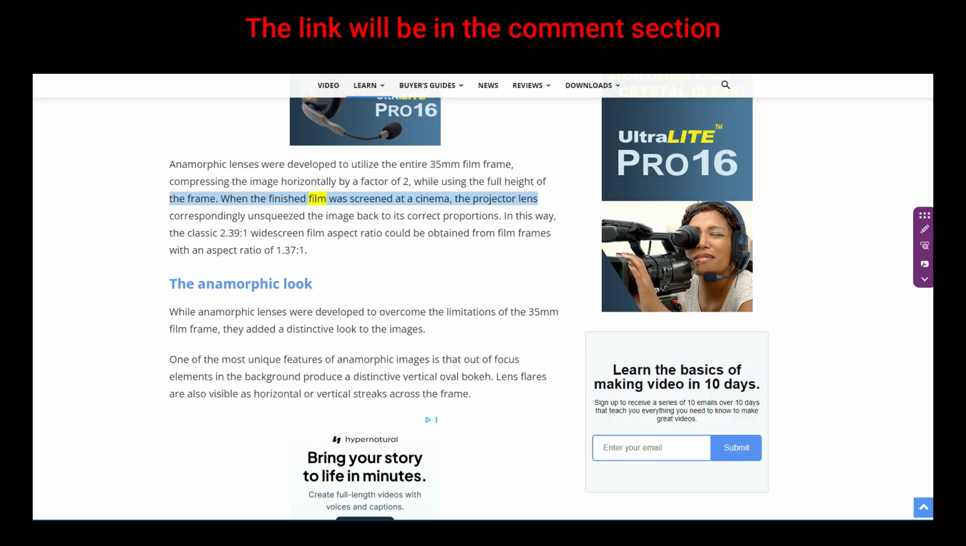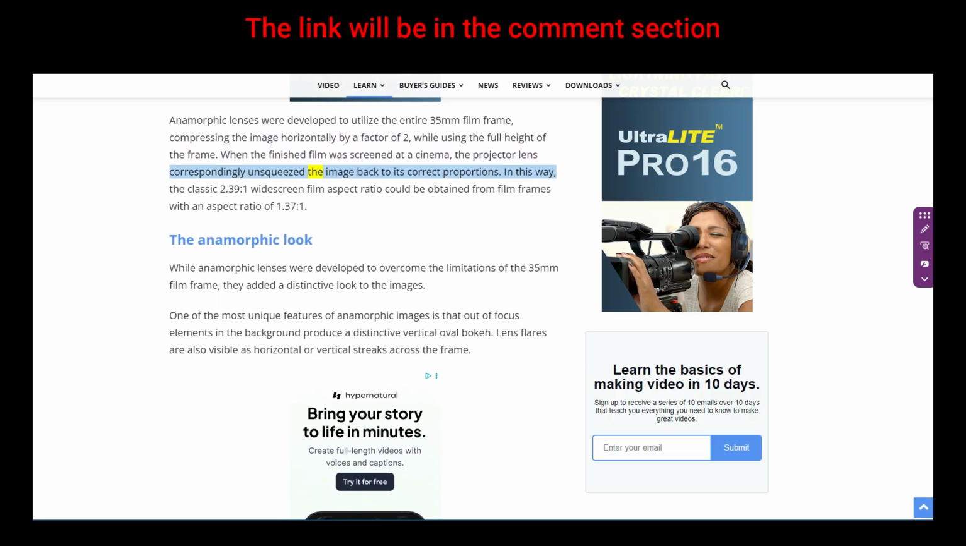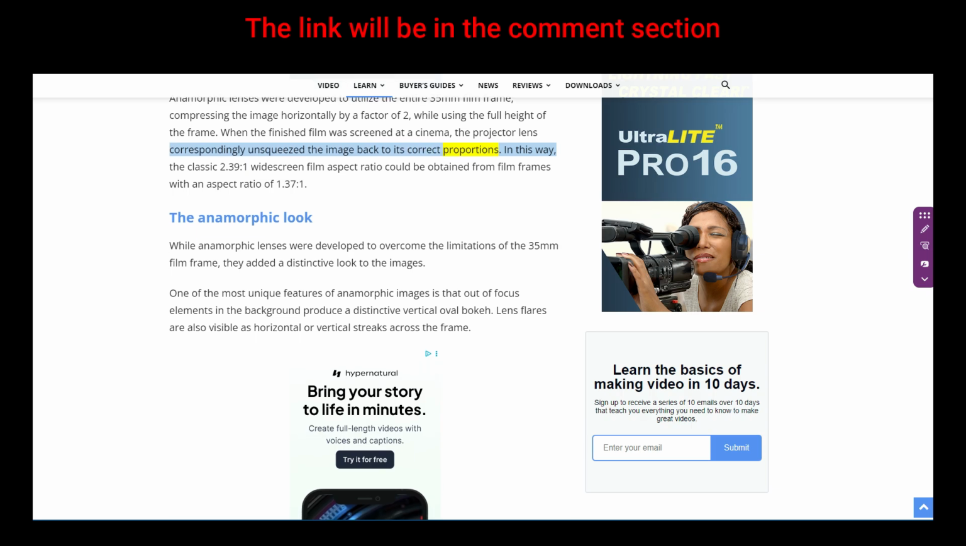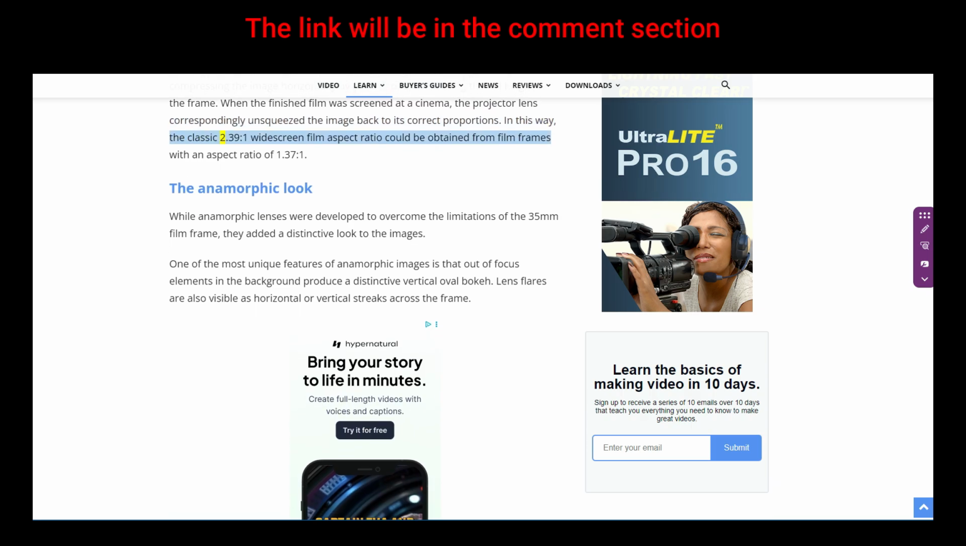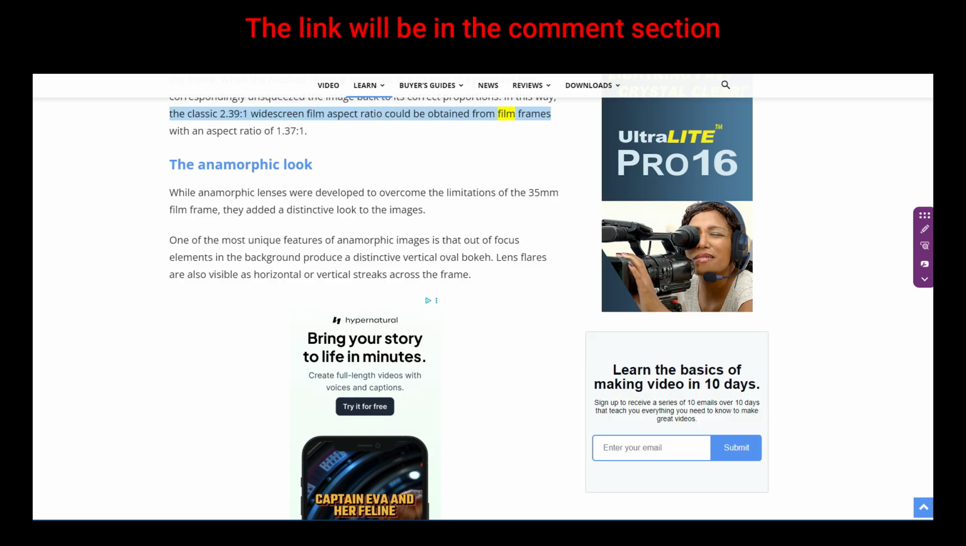When the finished film was screened at a cinema, the projector lens correspondingly unsqueezed the image back to its correct proportions. In this way, the classic 2.39:1 widescreen film aspect ratio could be obtained from film frames with an aspect ratio of 1.37:1. The anamorphic look.